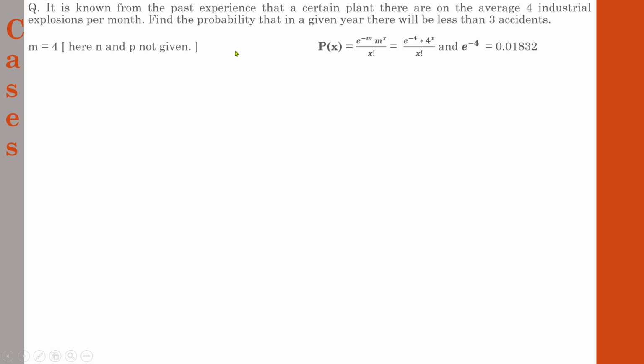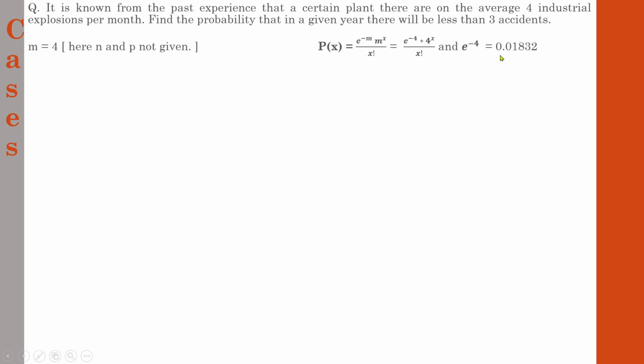Just remember that. The equation for the Poisson distribution is p of x equal to e raised to minus m into m raised to x divided by x factorial. Here, first let us write down the easiest part, the value of m. So e raised to minus m can be written as e raised to minus 4, and m raised to x can be written as 4 raised to x. You can substitute the values of all the variables in the first instance. To avoid confusion, I am using two different steps. And x factorial, let it be like that.